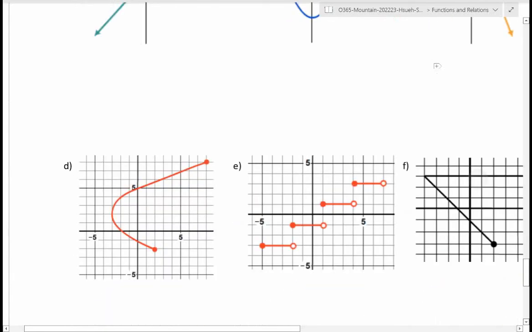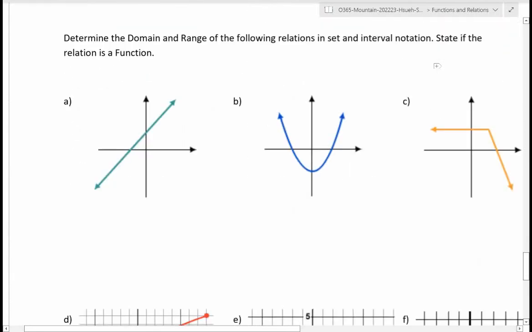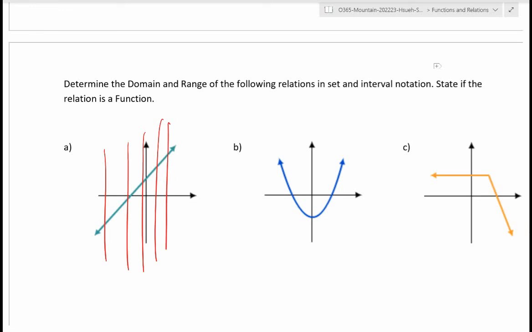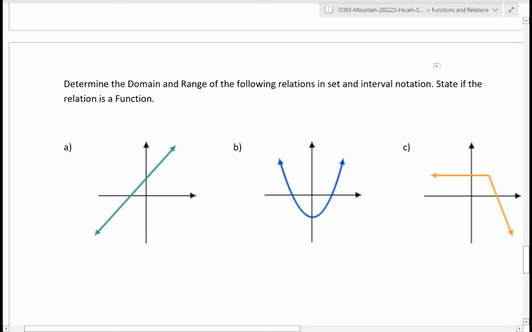Here there are 9 examples. Let me show you the first one. You can see this graph is asking us to determine the domain and range using both set and interval notations, and state whether this relation is a function. So first of all, let's look at this graph. Is this a function? Yes, it is, because no matter how you draw the vertical lines, it's just going to cross the graph once. So function.